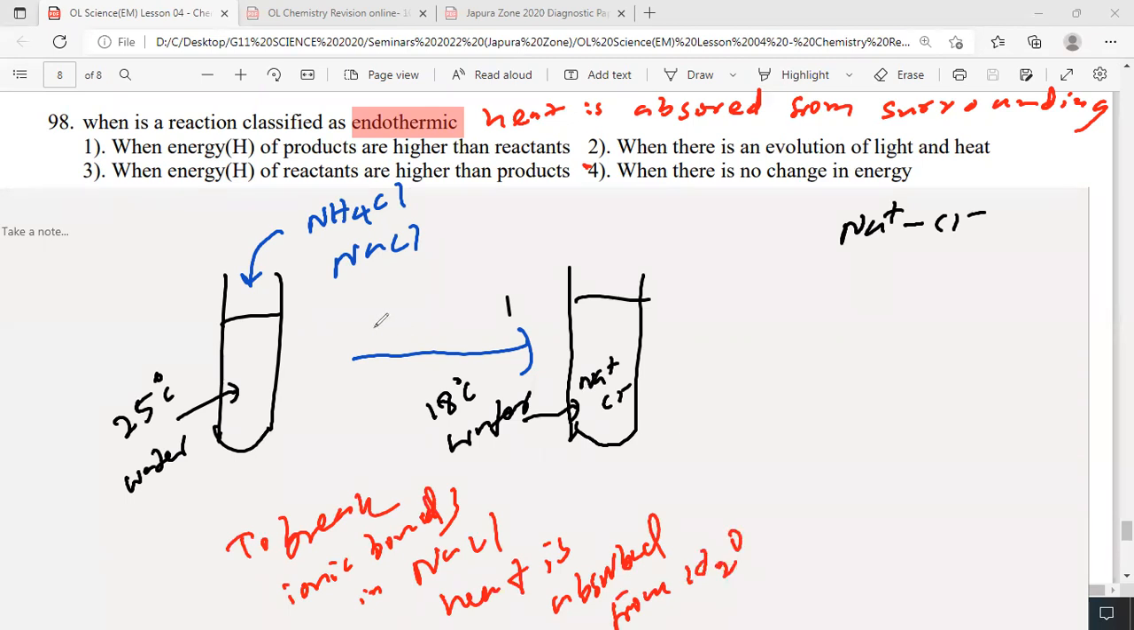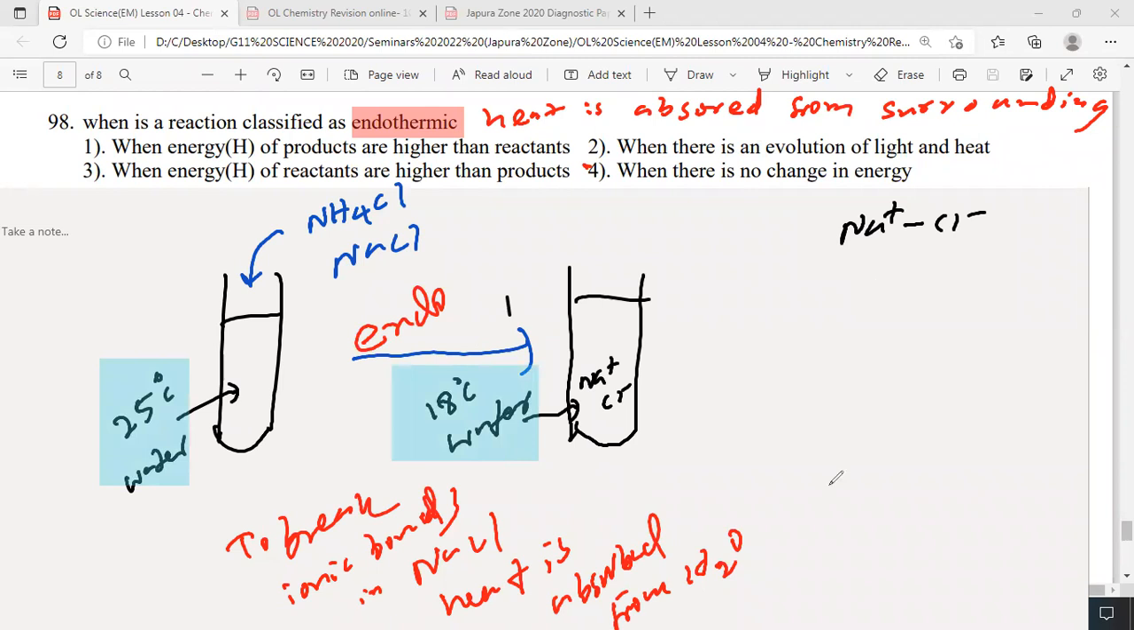So therefore, this is called what? Endothermic process. Temperature decrease. Solution cools down. Heat is absorbed for this to happen. I'll give one more example of an endothermic reaction. You can search on the internet.